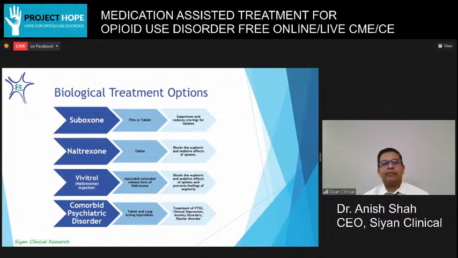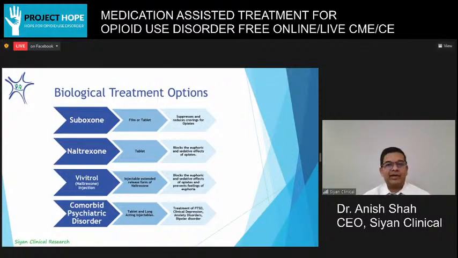Now, there are four core treatment options with buprenorphine. One is a biological treatment option for opiate dependence. One is obviously Suboxone, which comes in film and tablet. So to summarize, it suppresses and reduces cravings. It also helps with the withdrawal symptoms.